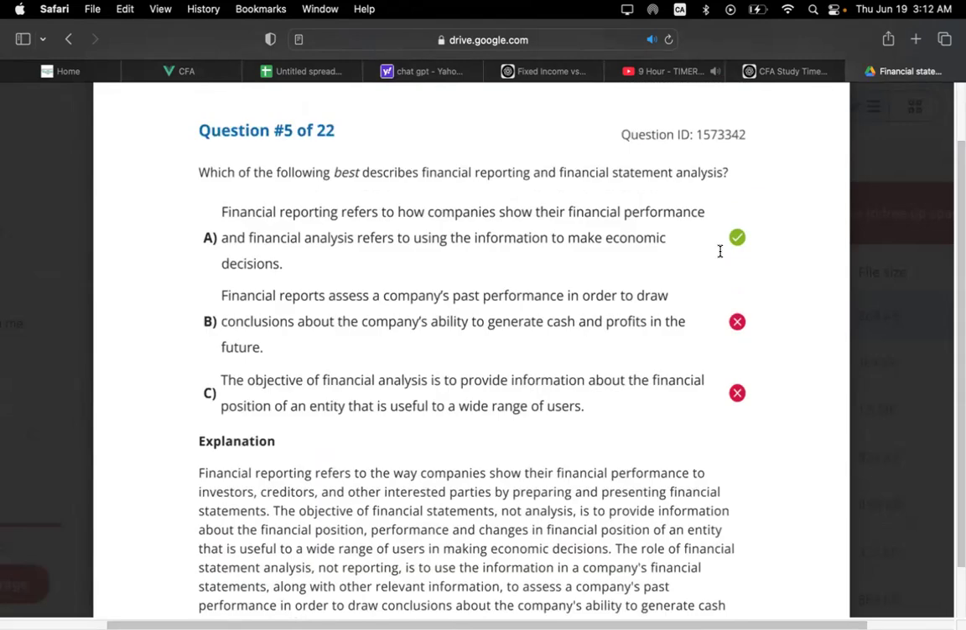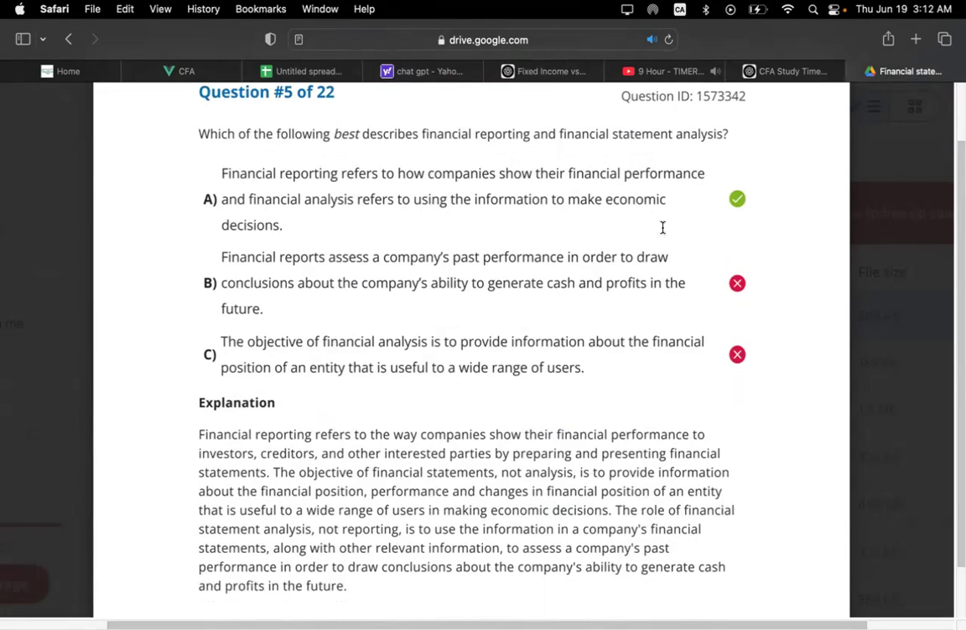Question 5 of 22. Which of the following best describes financial reporting and financial statement analysis? So the first option says financial reporting refers to how companies show their financial performance, and financial analysis refers to using the information to make economic decisions. So the first option is correct. We don't need to read the rest, right?